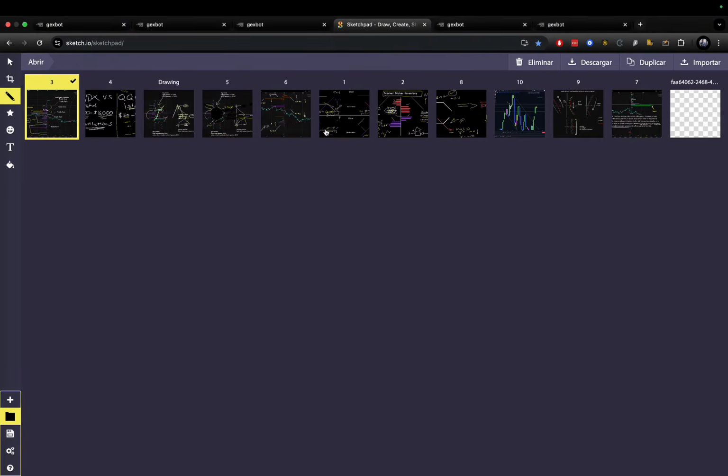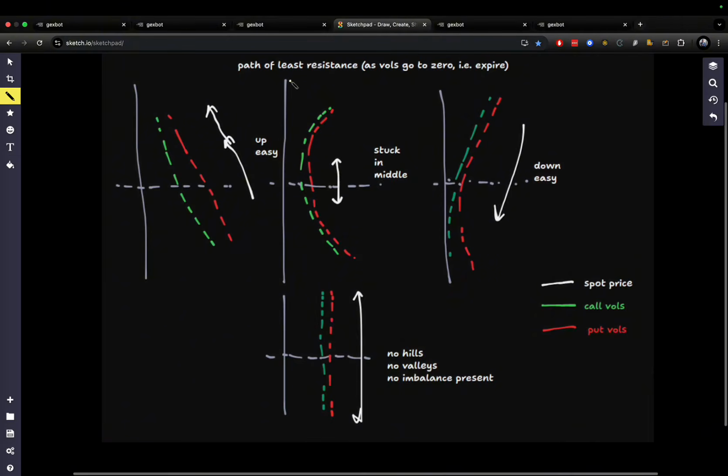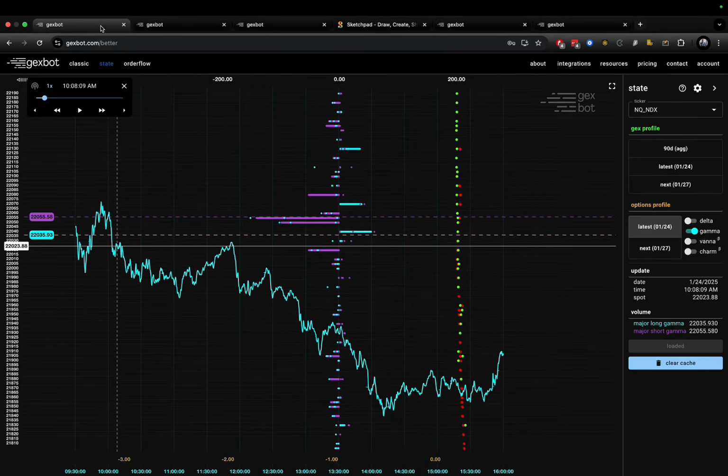Now, the other concept which is quite important and I wanted to show you guys is this one, before we go into the actual trade.